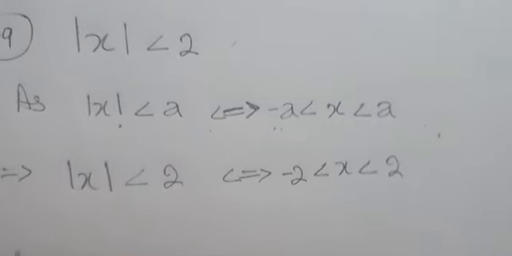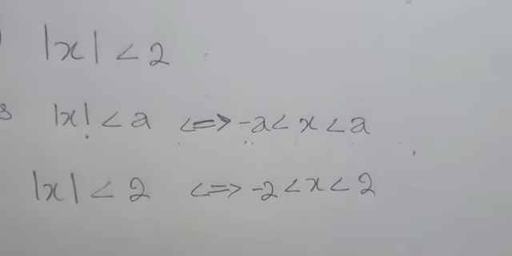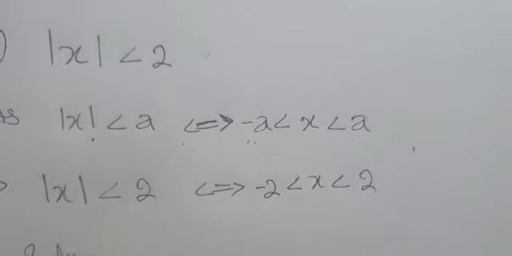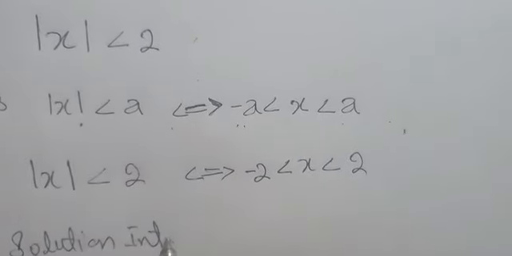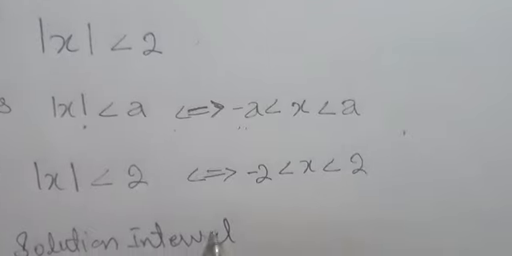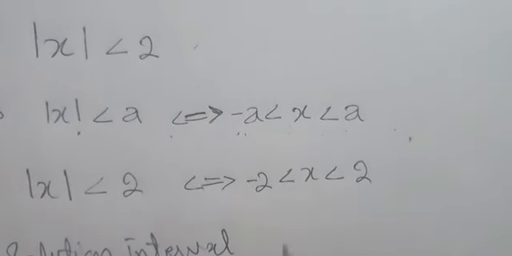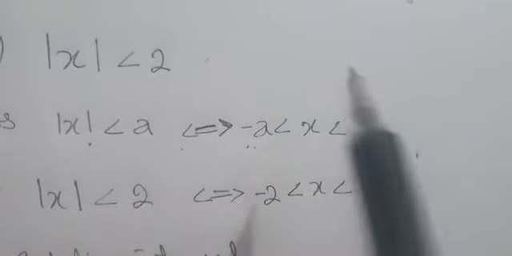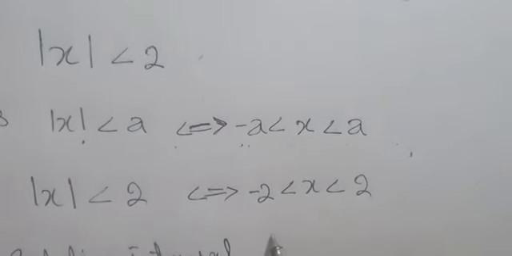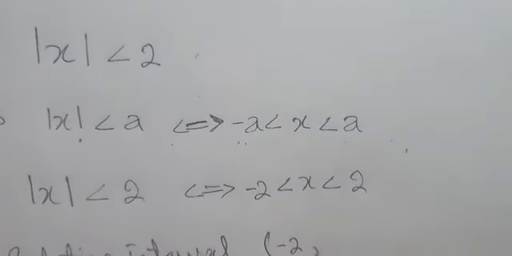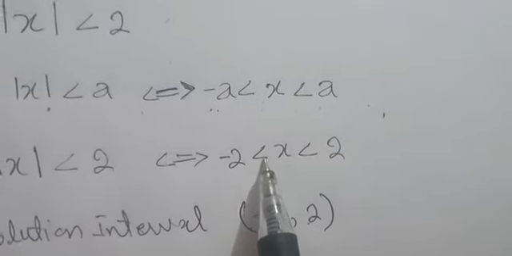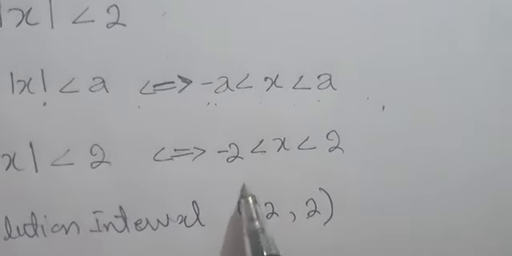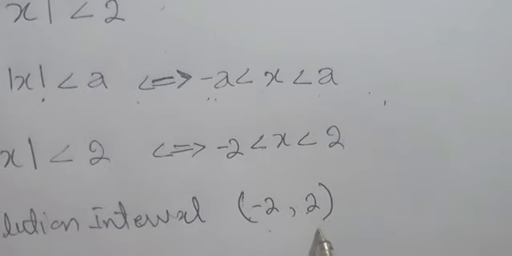So the solution interval for the above inequality will be negative 2 and 2. This interval will be, because here we have a strictly less than sign, so we will use these round brackets, open interval we will use.